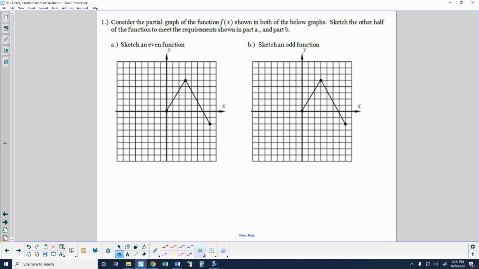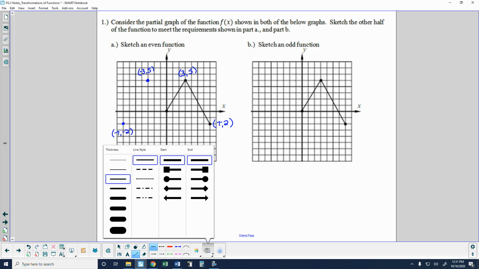What I'm going to do here is I'm going to take a look at the points. So this point right here is 3, 5. This point here is 7, negative 2. So when the x's are opposites, the y's should stay the same. So to be even, 3, 5 should have a corresponding point, negative 3, 5. So I'm going to go ahead and map that one. 7, negative 2 should have a corresponding point, negative 7, negative 2. So I'm going to go ahead and map that one.